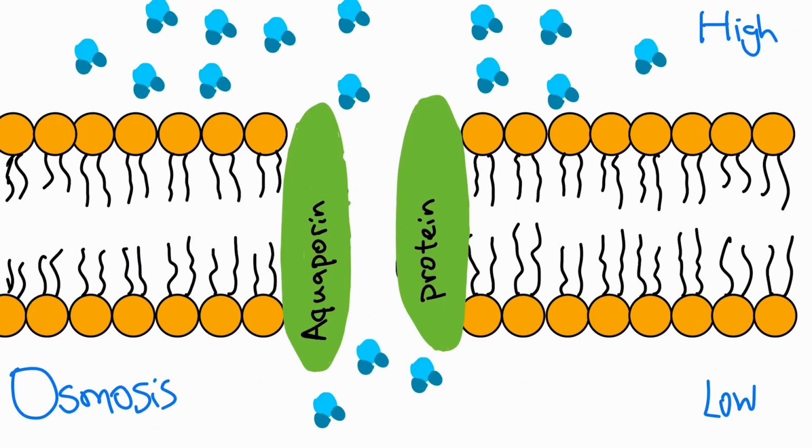The last type of passive transport is osmosis. The blue and light blue molecules represent the water molecules, H2O. High concentration of water on top and low concentration water on the bottom. Water is going to flow through this protein called the aquaporin protein, from a high concentration region to a low concentration region, which is also a type of passive transport.